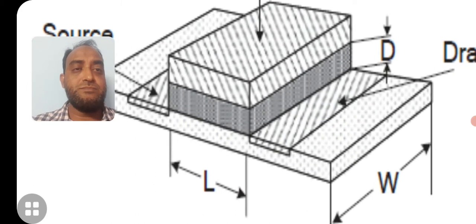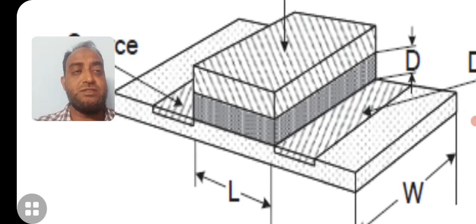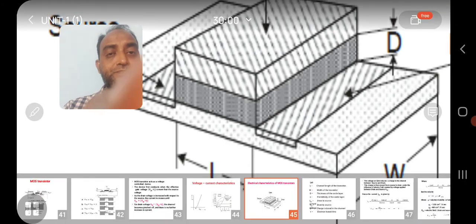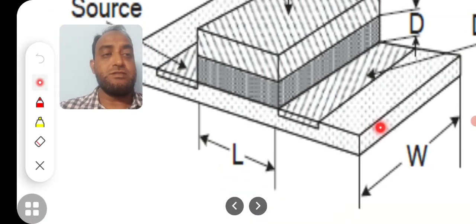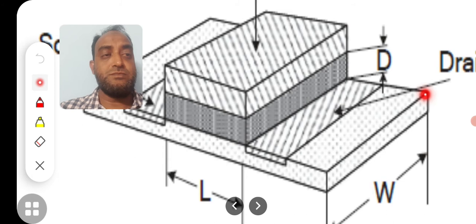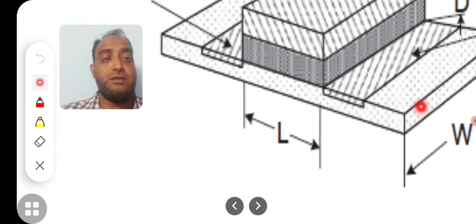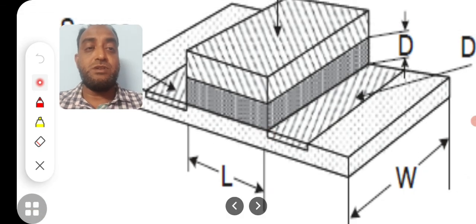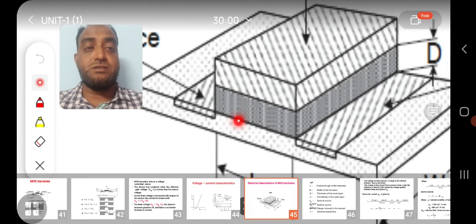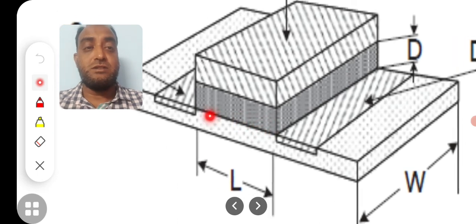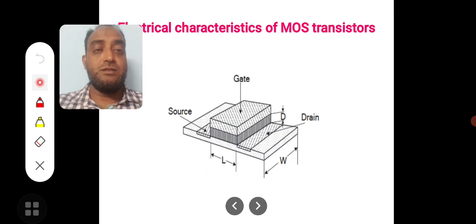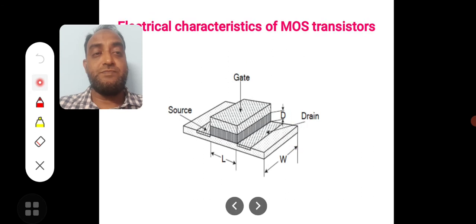In this diagram, the width of the device is W, from here to here. This is W, and this is the channel length from here to here. I am unable to draw this. This is channel length and this is channel width.